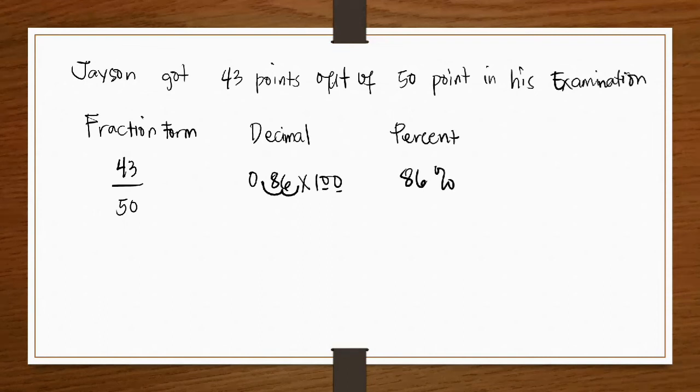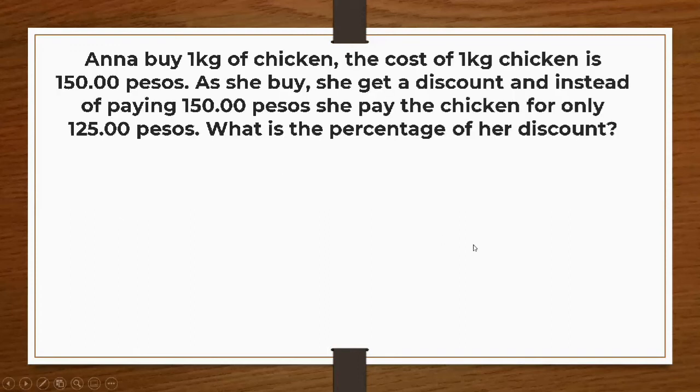Okay, so this is how you solve the percentage. Let's have the last example. Anna buys 1 kilogram of chicken. The cost of 1 kilogram of chicken is 150 pesos. As she buys, she gets a discount, and instead of paying 150 pesos, she pays for the chicken only 125 pesos. So what is the percentage of her discount? O ano ba yung percentage nung nakuha niyang discount? So first, fraction form ulit tayo. In our fraction, we have 125 pesos and the original will be 150.